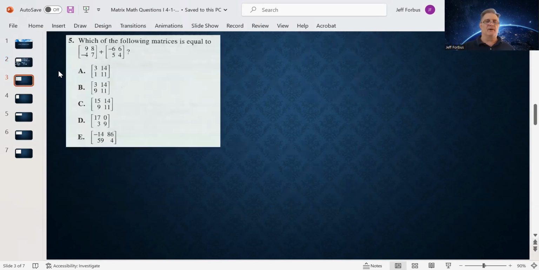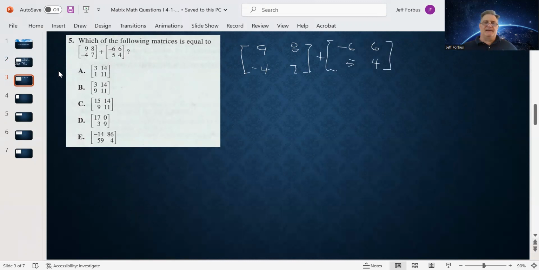Let's move on. Okay, so which of the following matrices is equal to the solution of adding these two together? So all we're going to do is take 9, negative 4, 8, 7, and add it to negative 6, 5, 6, and 4.